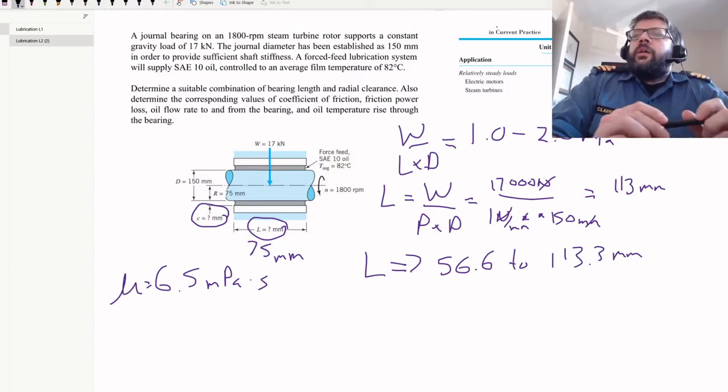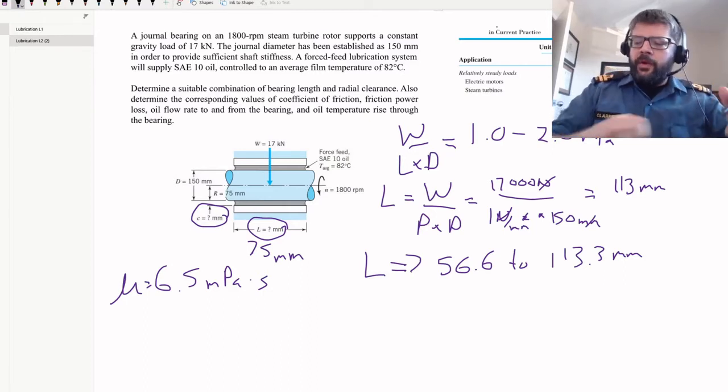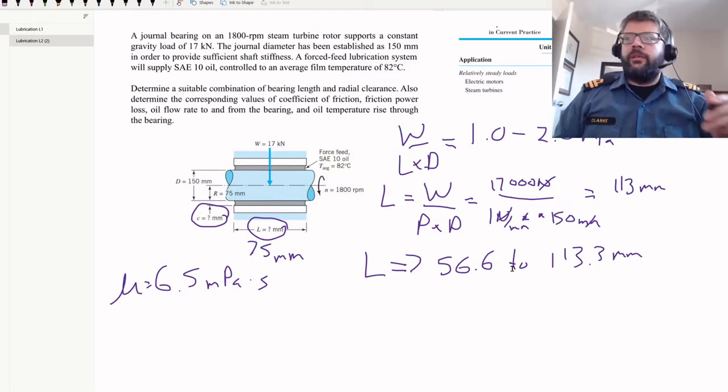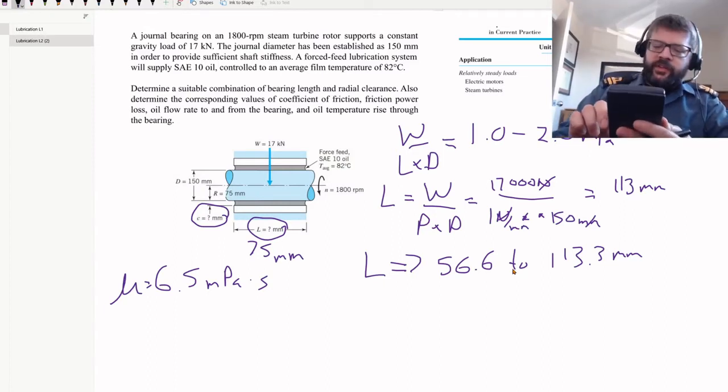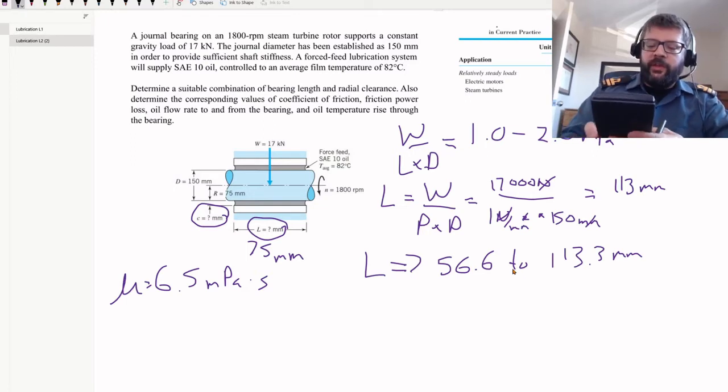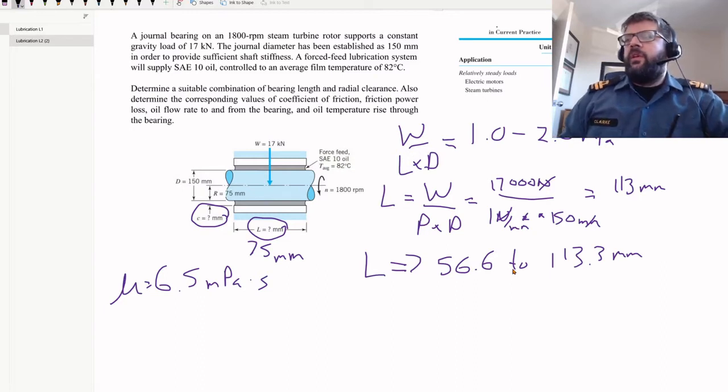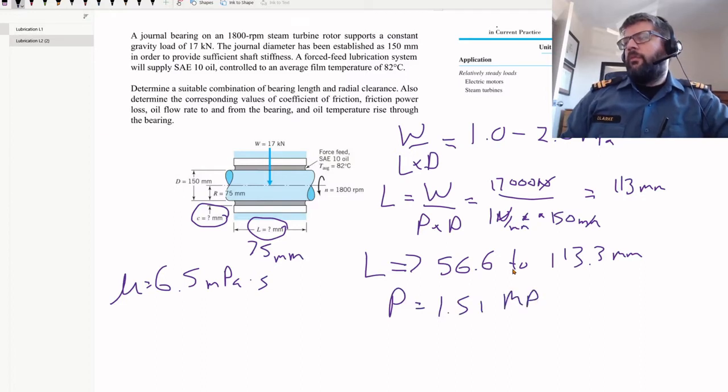Okay, so we know our length, our load, our diameter. So let's calculate what our actual P is. We figured out what the acceptable range is, but we didn't calculate what it actually is. So 17,000 newtons divided by 75 millimeters times 150 millimeters. That gives us 1.51. So P is equal to 1.51 megapascals.